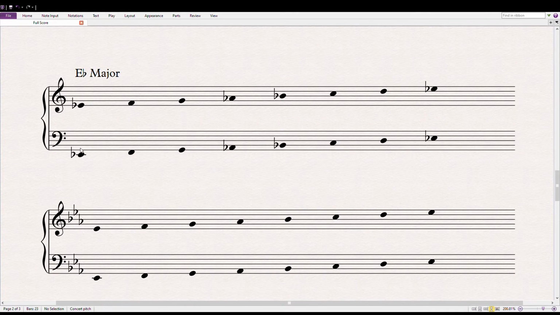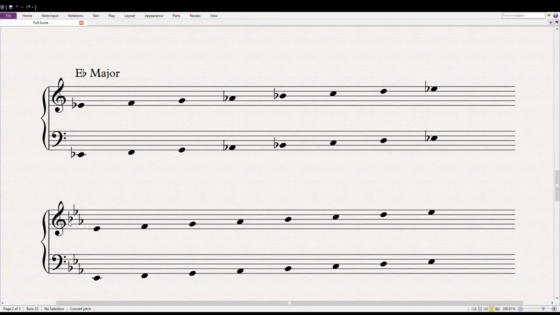Let's look at a key with more flats. We're going to look at E flat major. So E flat major, we've got E flat, both E's are flat, all of the E's will be flat. We've got A flat, and we have B flat. So now, instead of writing a flat symbol on all of these notes, we can just summarize it right here.